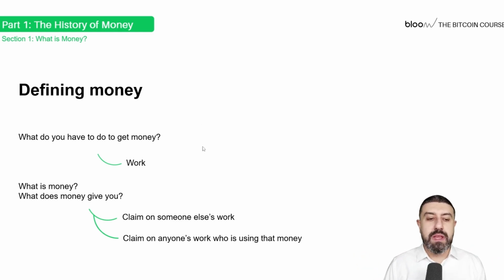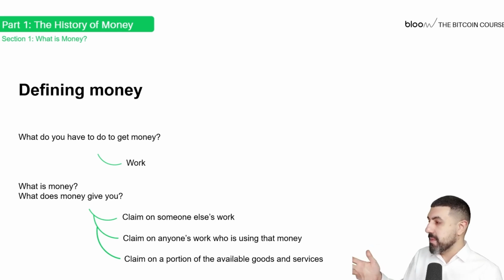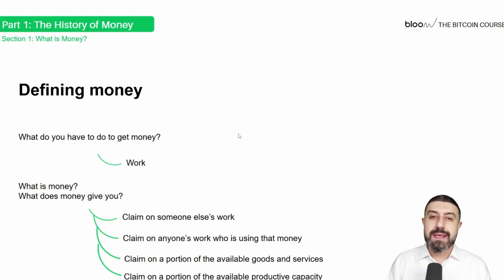So if you dig one level further, you realize that money is a claim on a portion of all the goods and services that are available. So again, for you to acquire the money, you had to work, provide a good or service or something to earn that money. And in return, when you have that money, it gives you a claim on any of the goods and services available in the economy, a portion of them. So if you dig one level more, and this is how we're going to define money, it's a claim on a portion of the available productive capacity in an economy.